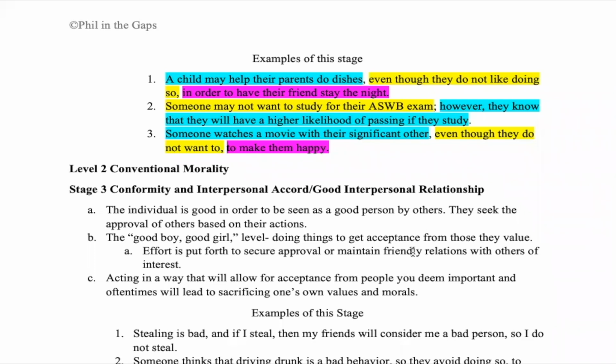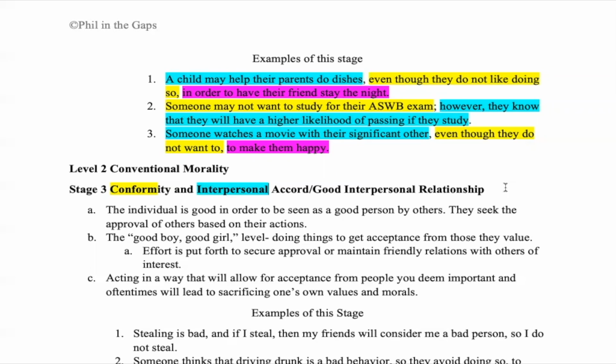So stage 3, conformity and interpersonal accord, or good interpersonal relationship, is where you're going to start, again, key emphasis on conform. You're going to conform in order to be associating with particular groups of people. So conformity and interpersonal accord is where you conform in order to have interpersonal relationships with other individuals. So I'm going to conform and start doing things that individuals want me to do, not because I don't want to be punished, not because I want to have something given to me, but I want to fit in and have other individuals tell me that I'm a good person.